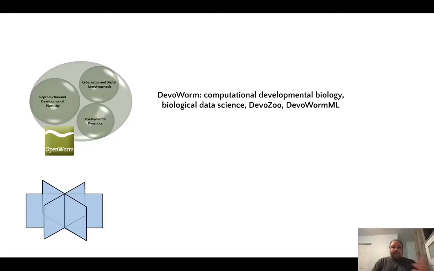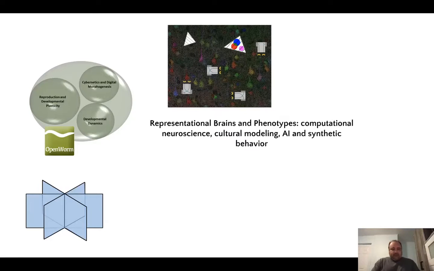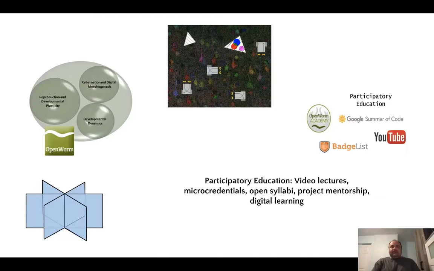One of our examples, of course, is DevoWorm. This is computational developmental biology. Another example is Representational Brains and Phenotypes. That's the group that sponsors Saturday morning NeuroSim. We do computational neuroscience, cultural modeling, AI, and synthetic behavior.